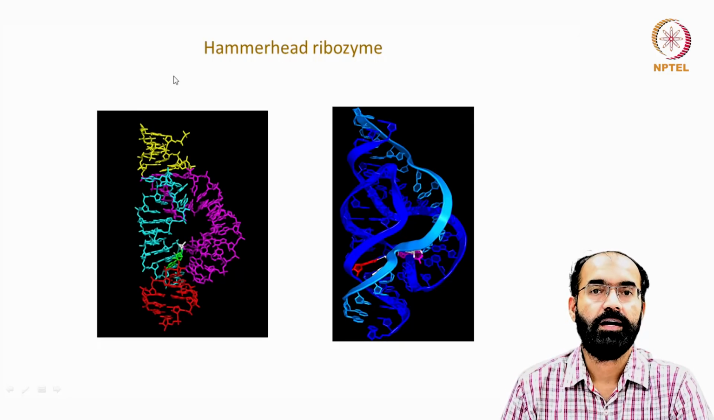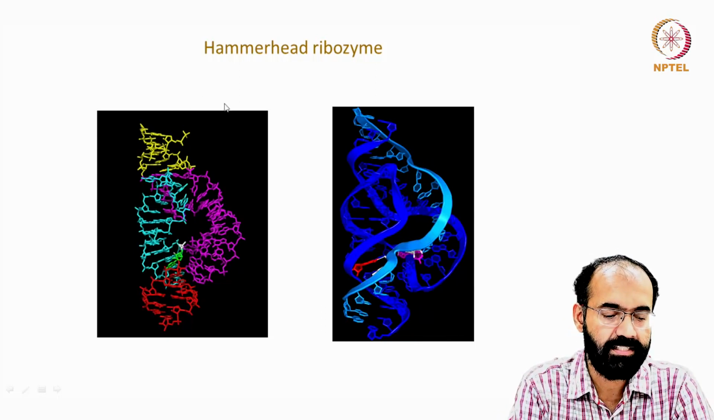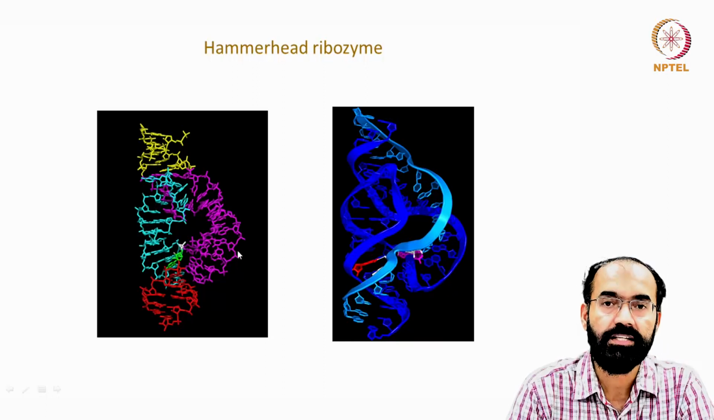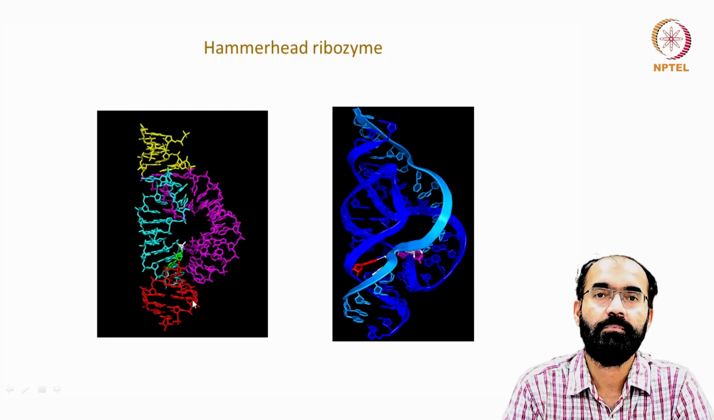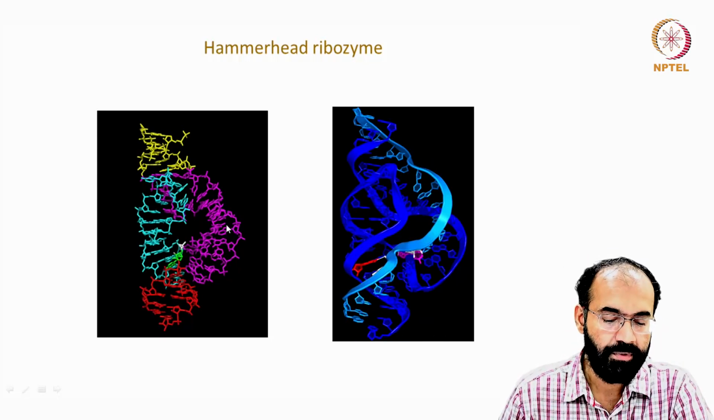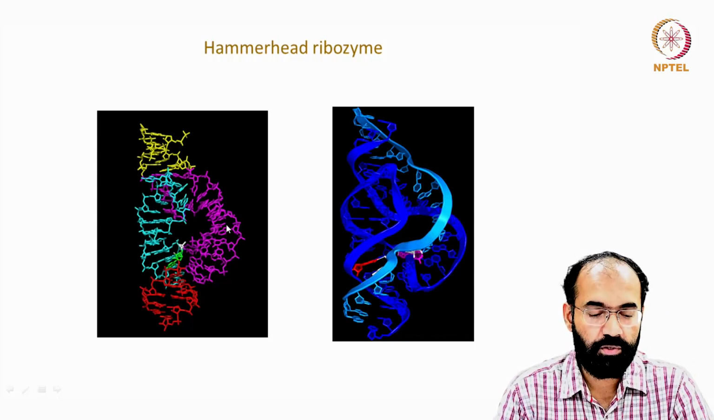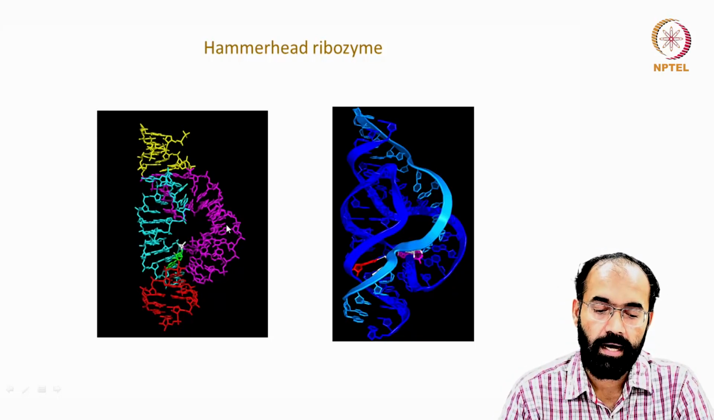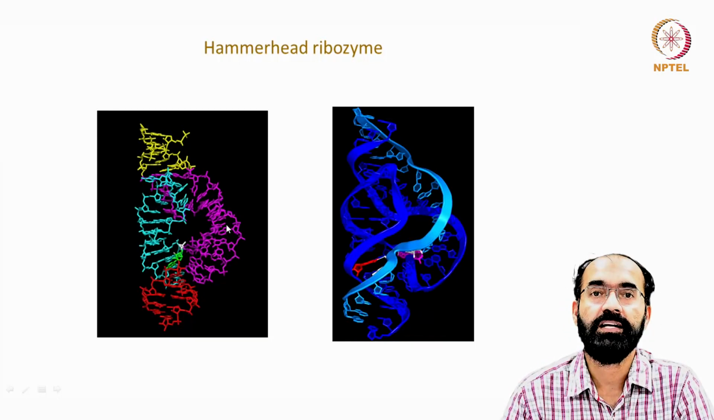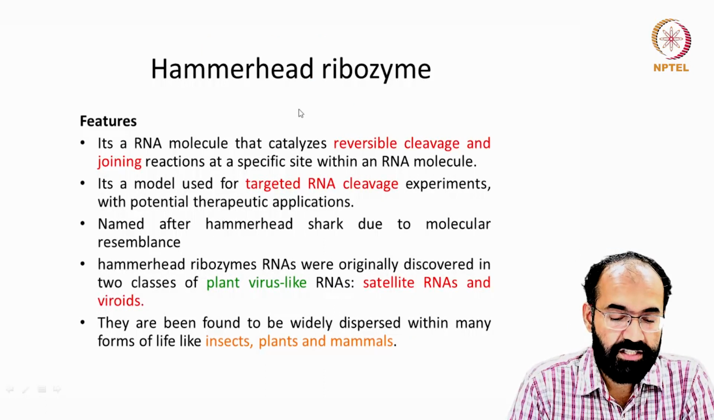Welcome back for another class on ribozymes. We left off in the last class with the structure of the hammerhead ribozyme. As you can see from this picture itself, it resembles the head of a hammerhead shark, hence the name hammerhead ribozyme. These kinds of molecules, which are named after different shapes, are quite handy for the various biological functions of the cell, and we will see them in more detail. So, some features of the hammerhead ribozyme.